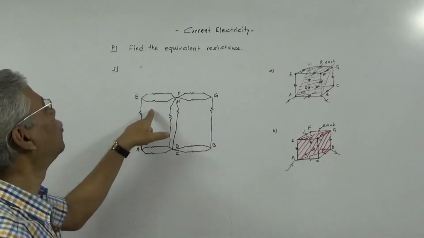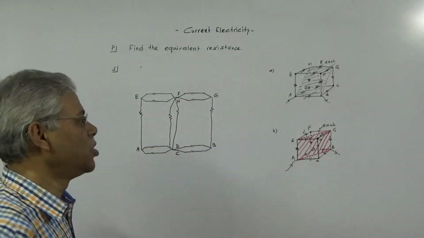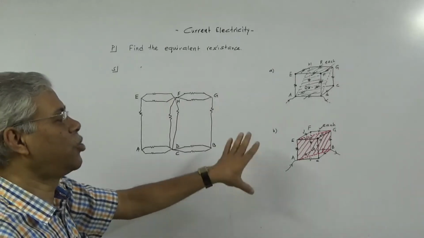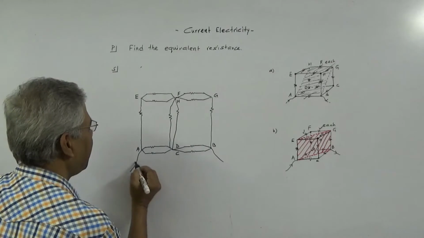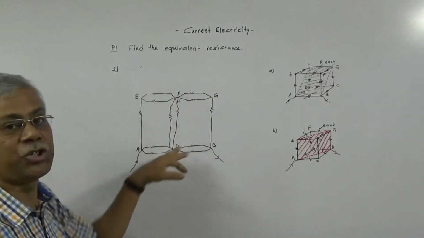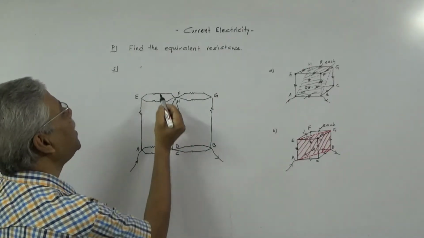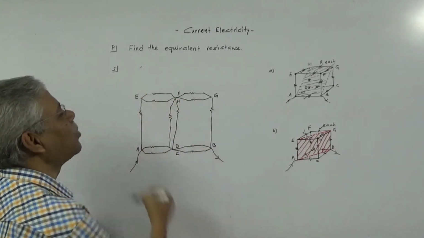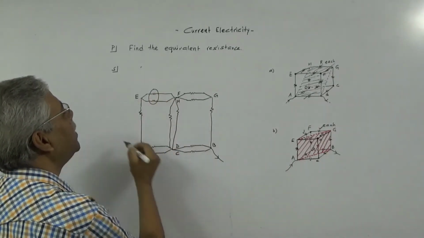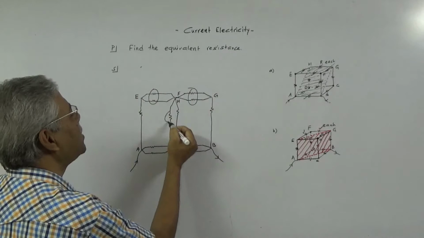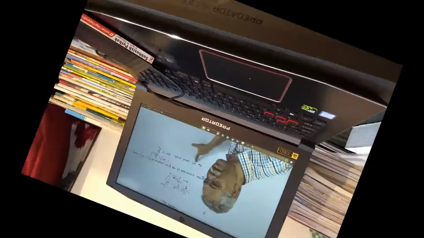So let us count. 4 plus 4, 8, 9, 10, 11, 12. So that means we have finished drawing all the 12 resistors, and what we have got is a two-dimensional circuit. So now we can calculate the equivalent resistance. These two are in parallel, these two are in parallel, these two are in parallel, these two are in parallel, these two are in parallel.